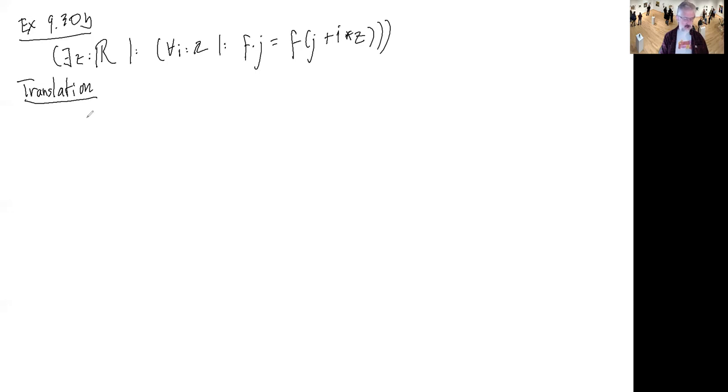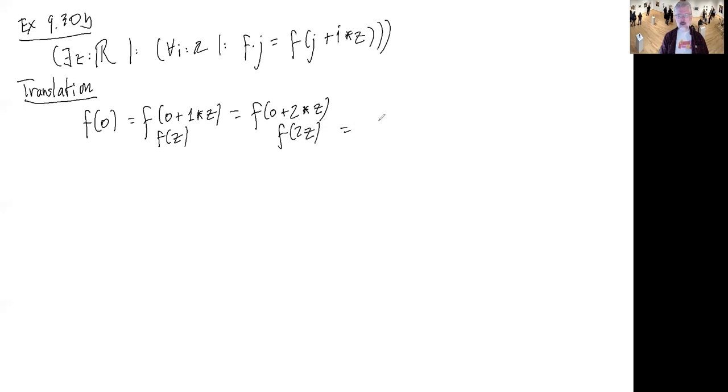Now, if this is true, we can actually look at some particular values and see what sort of things happen. So in particular, if we think about f of 0, well, this says f of 0 is f of 0 plus 1 times z, or f of z, right? And this is f of 0 plus 2 times z, or f of 2z.